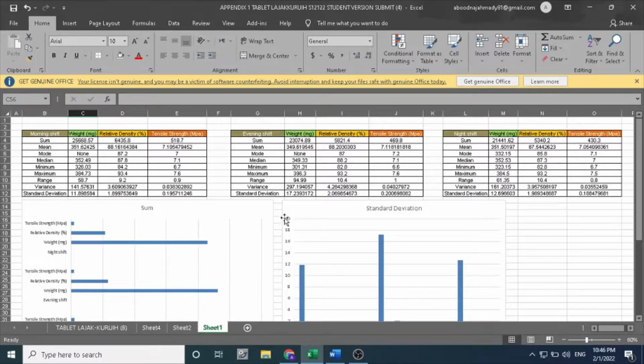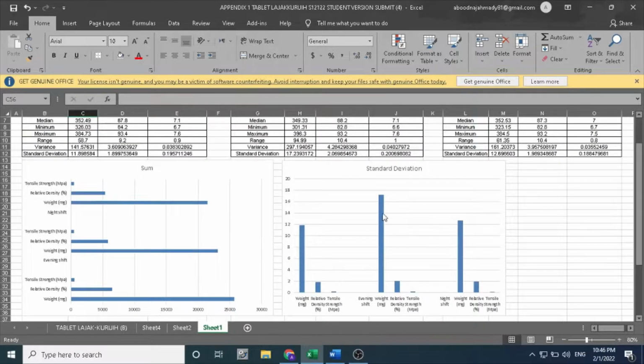The standard deviation of all the three shifts is as follows. The highest standard deviation is actually from the evening shift, followed by the night shift, and lastly the morning shift.